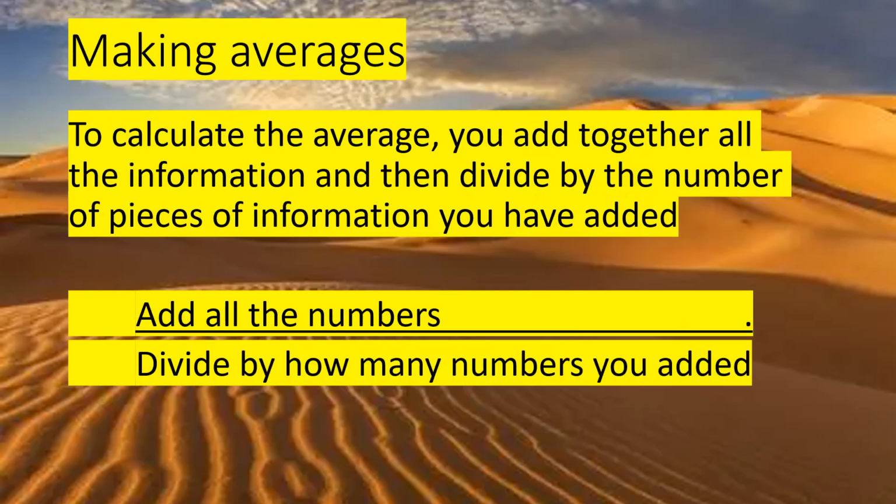So how do we make averages? To calculate the average, you add all the information together and then divide by the number of pieces of information you have added. So it's a fraction, if you like. On the top is add all the numbers. On the bottom is divide by how many numbers you added.